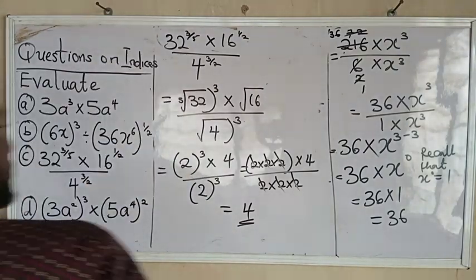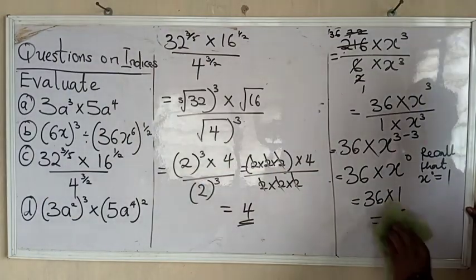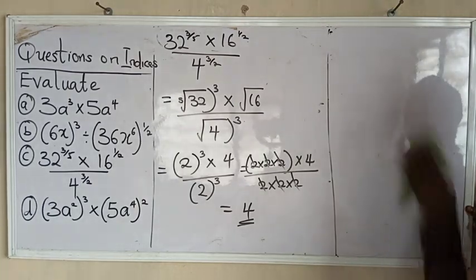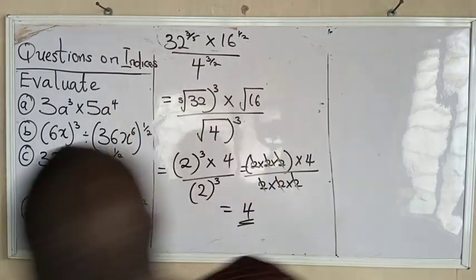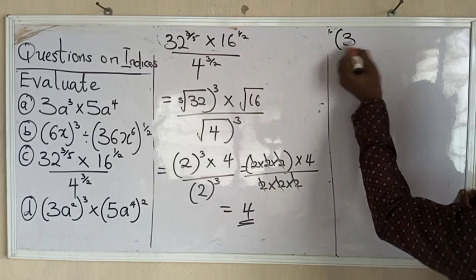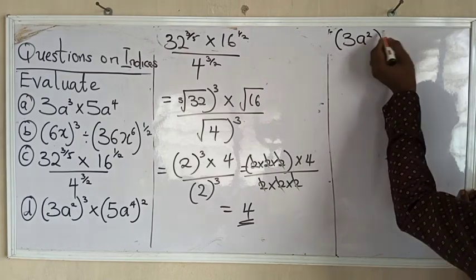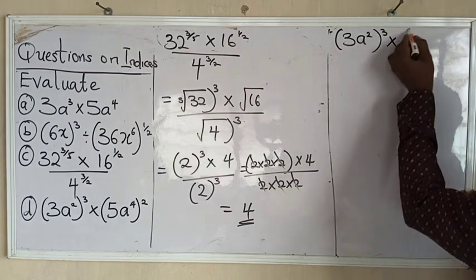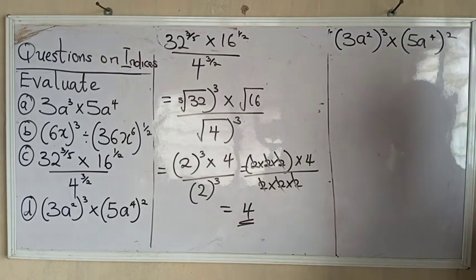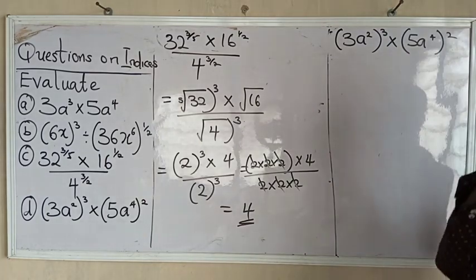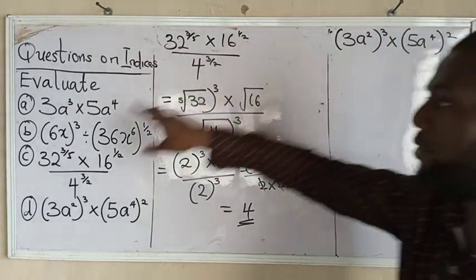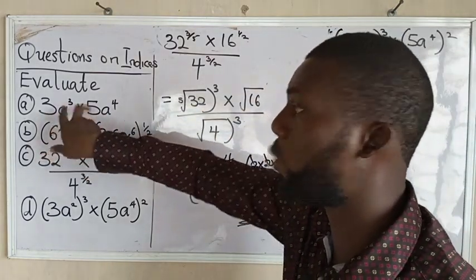So, let's move on to the last question here. And the last question is 3a squared, raised to the power 3, times 5a to the power 4, squared. Now, let's look at this also. Please, let's take note that this is very different from this, quite different from this.